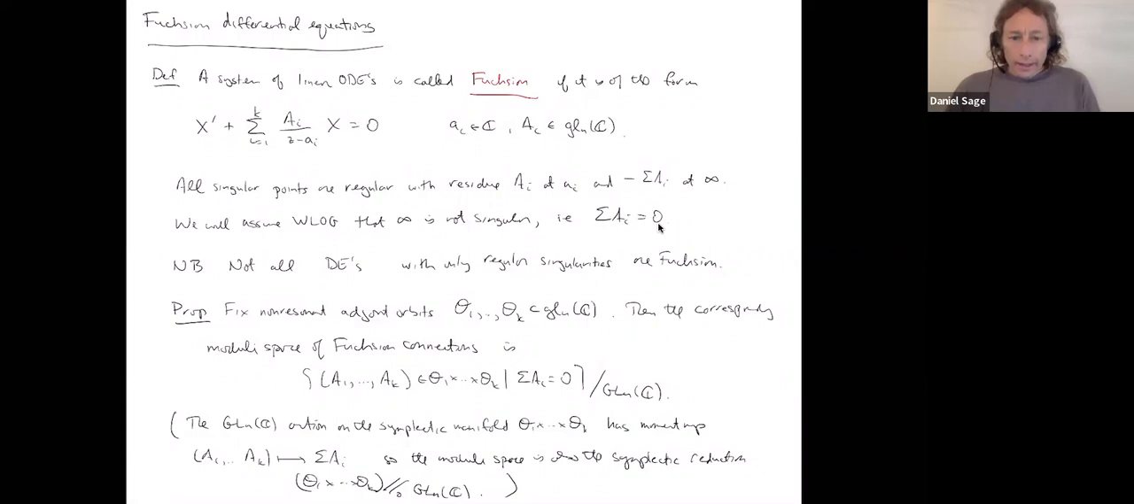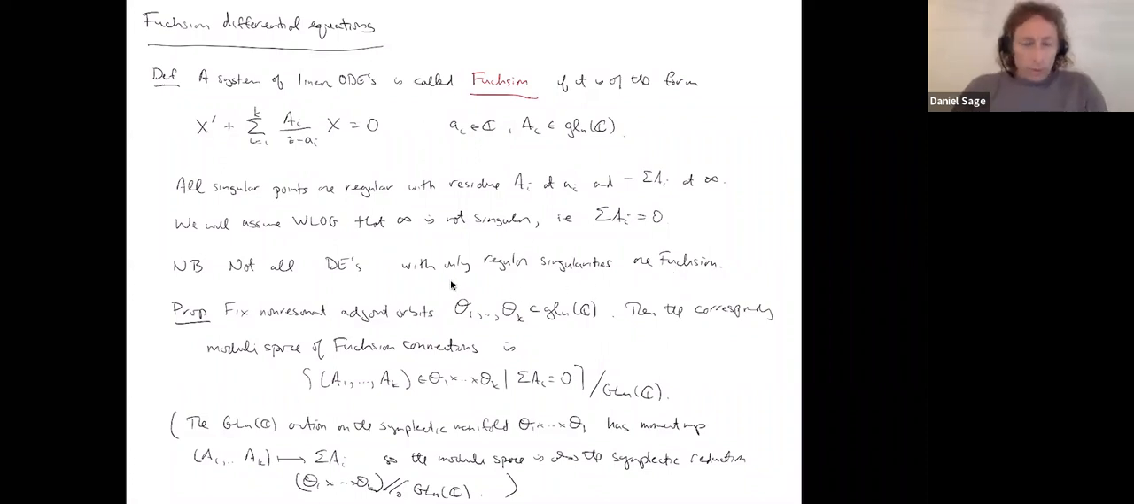Now I want to stress, this is a restriction of the regular singular problem. Not all differential equations with only regular singularities are Fuchsian. It just turns out that nobody seems to know how to address the questions I mentioned first in the non-Fuchsian case, when the global differential equation isn't Fuchsian but has only regular singularities.